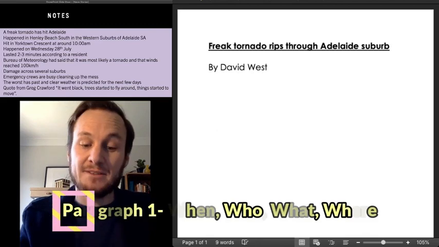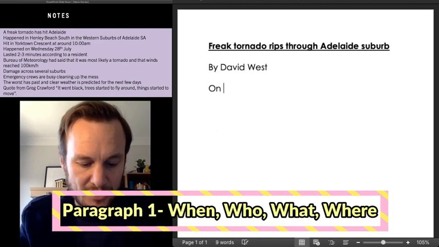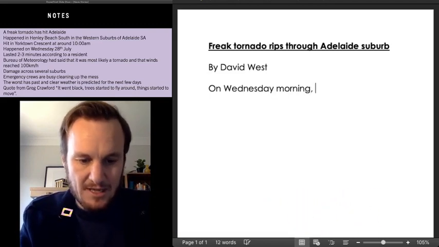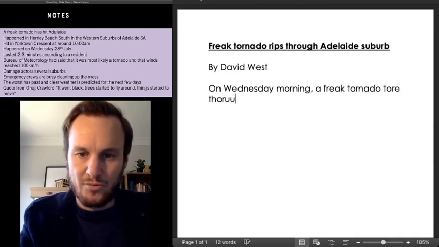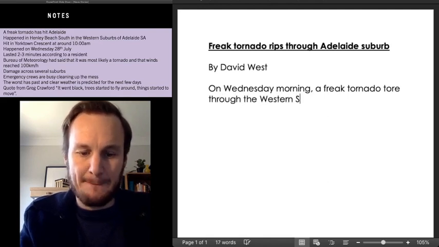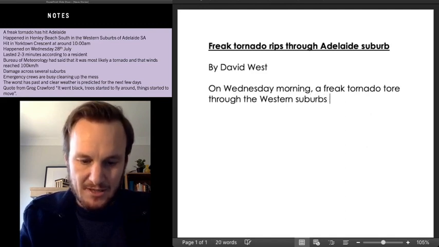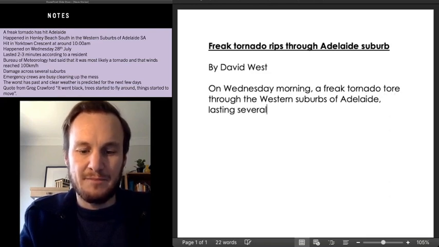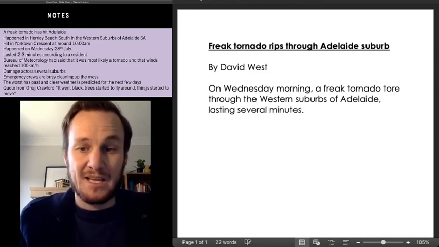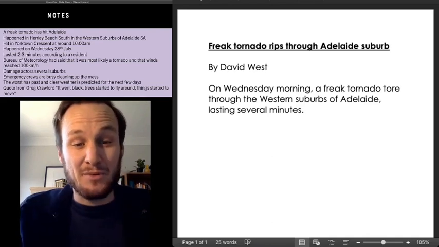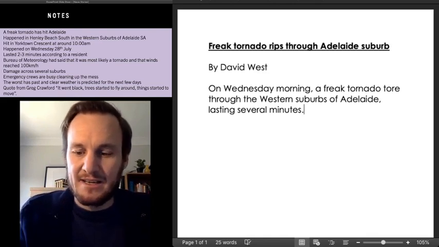My first paragraph. Okay, so I'm going to look at my notes. I'm going to say: On Wednesday morning, a freak tornado tore through the western suburbs of Adelaide, lasting several minutes. Done. That's my first paragraph done. I don't really get into much specific about what suburb it is. It was in the western suburbs of Adelaide. I'm going to do that now.